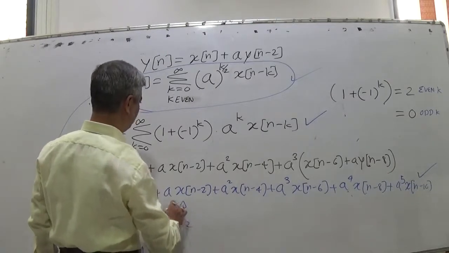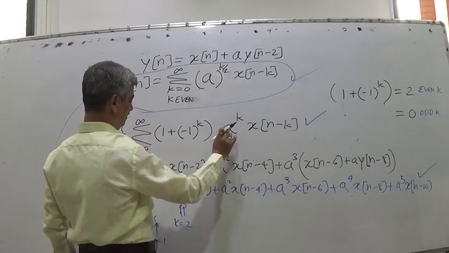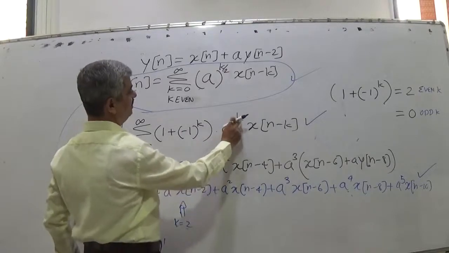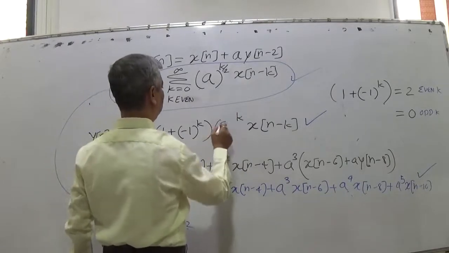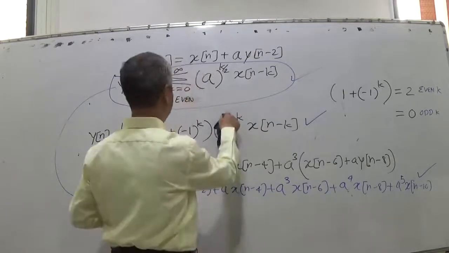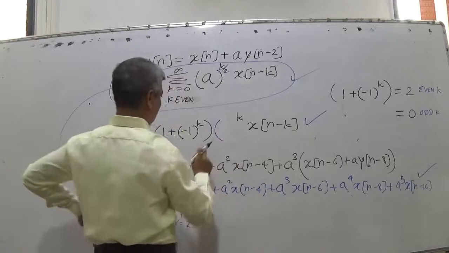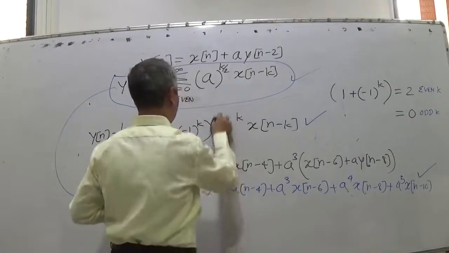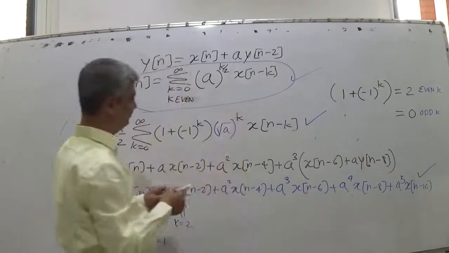For k equal to 2, we will find that it is this term. When k is 2, the half times 2 is 1. Only a small problem is there. It is a raised to k, where k is 2, so you might write this as a by 2. Is it all right? A by 2 is not alright. We can write it as root a raised to k. So this is the correct expression.